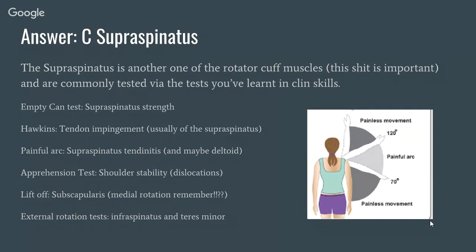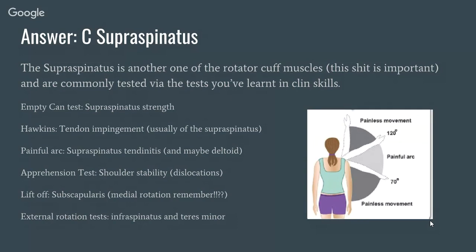So empty can test is obviously testing your supraspinatus. Your Hawkins test is testing for tendon impingement, which is also usually of the upper part of your scapula and usually supraspinatus. You've also got your painful arc test, which is supraspinatus tendonitis, and maybe sometimes your deltoid, specifically like your lateral head. And as you can see, that's your picture.